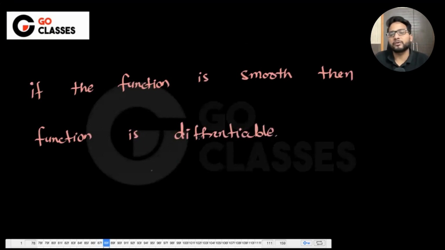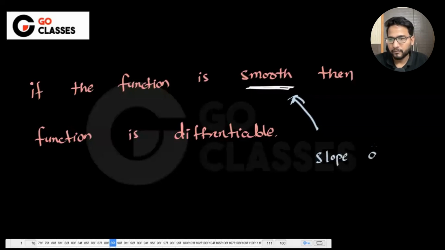Now, can anyone tell me what I mean by saying a function is smooth? Although I have not defined smoothness mathematically, does anyone want to say something about it? No gaps, no breaks. Smooth means the slope of that function. I'm talking about smoothness at some point, let's suppose A. Then the slope doesn't change drastically. So smoothness means that the slope doesn't change drastically.